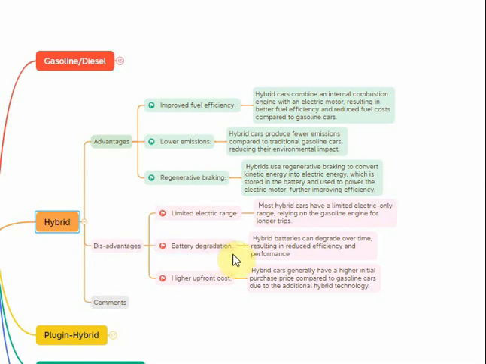The battery degradation: hybrid batteries can degrade over time, resulting in reduced efficiency and performance, and also cost. This can involve higher costs at the end of the battery lifetime. And higher cost upfront: hybrid cars generally have an initial cost higher than a traditional internal combustion engine vehicle, which is of course logical because you have more components and the dual system in a hybrid car.